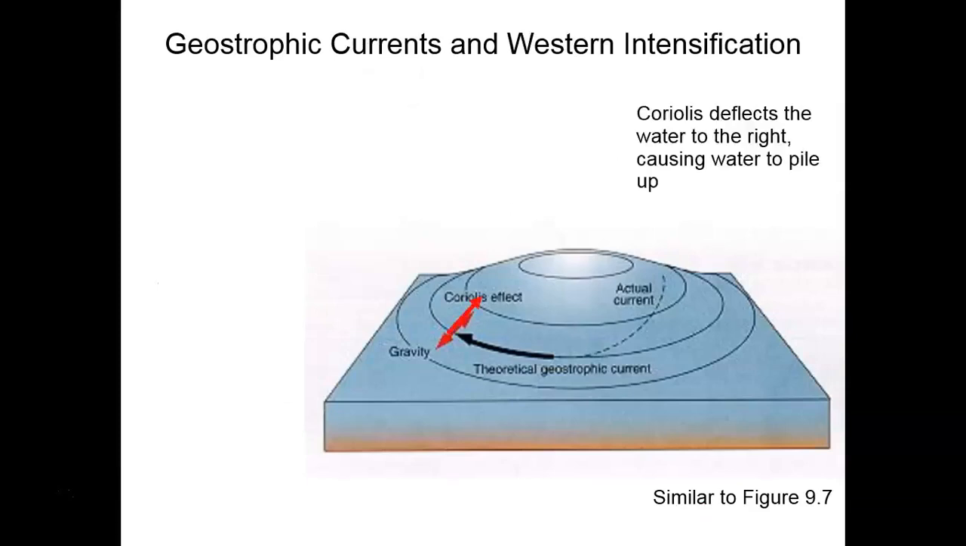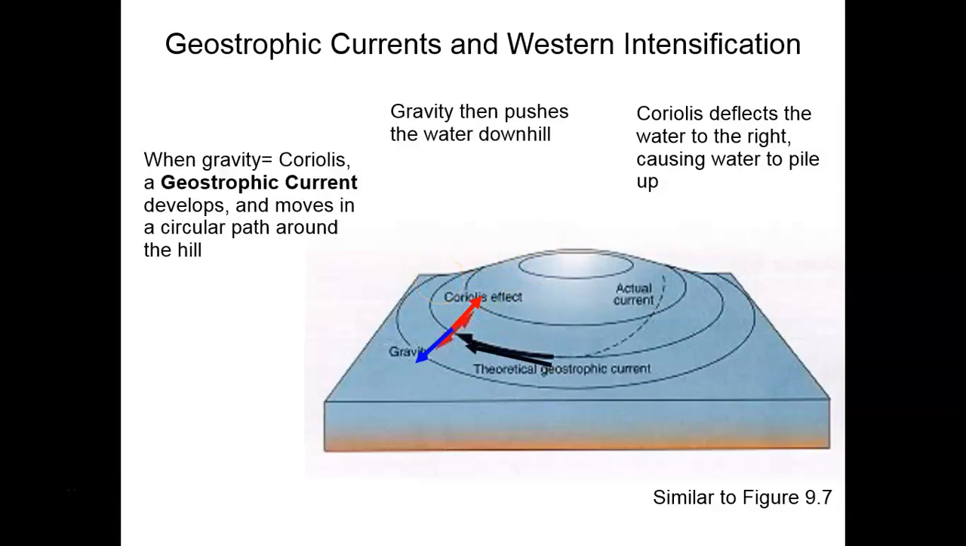Okay, so Coriolis deflects the water to the right of the movement, right? So here we have a northern hemisphere subtropical gyre, right? The boundary currents have this loop of water that circulates clockwise. So to the right of this would be towards the center. And that causes the water to pile up. Then gravity pushes the water back down the hill. And what we have created is what's called a geostrophic current, when gravity and Coriolis are equal.